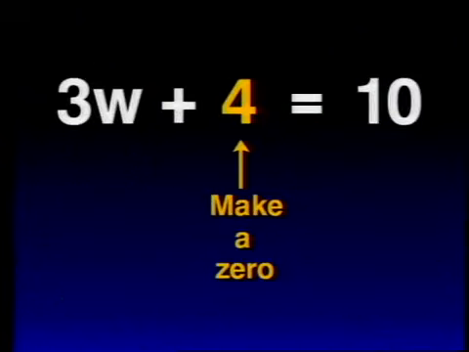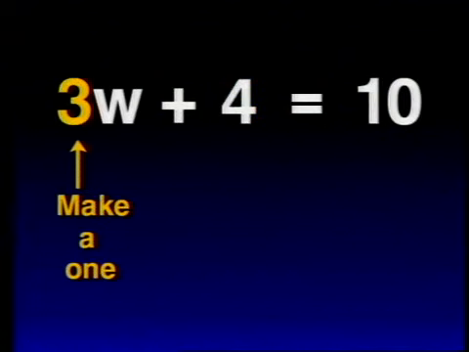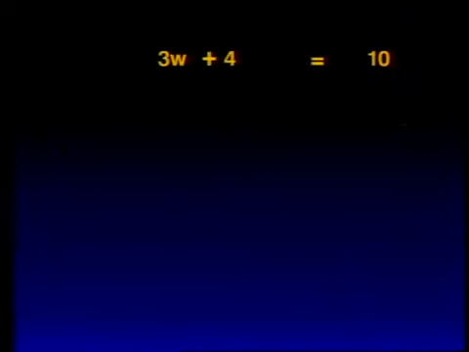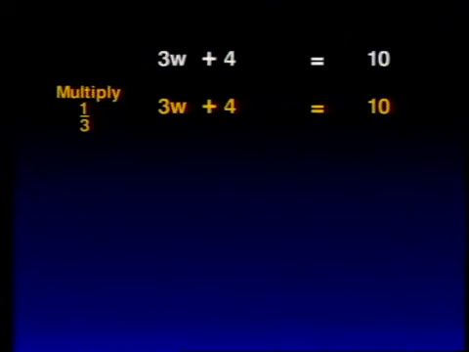Now you might ask why we made the 0 first. Could we, in fact, have made the 1 first? Let's see. Starting with our original equation, 3w + 4 = 10, we could multiply both sides by 1/3 to make a 1 out of the 3 first. We must be very careful here because we must multiply both sides. This will require the use of parentheses, especially on the left. Then we can apply the distributive property to actually perform the multiplication.